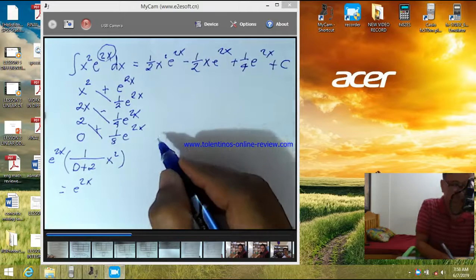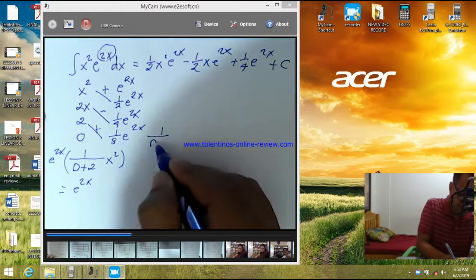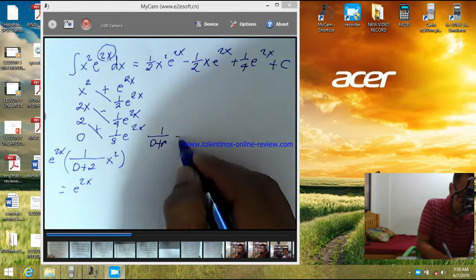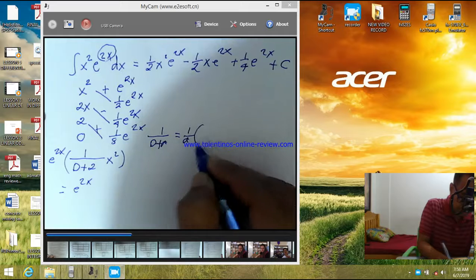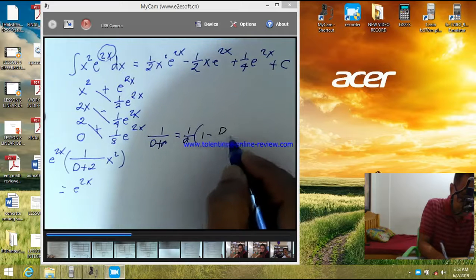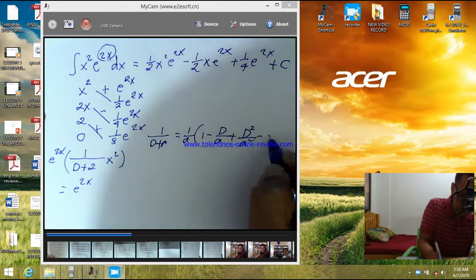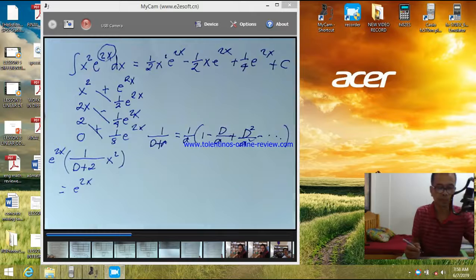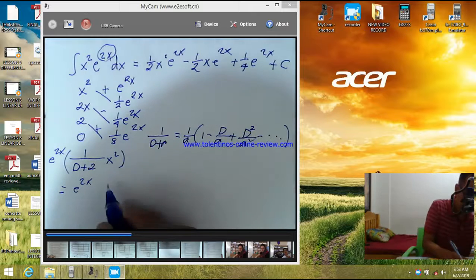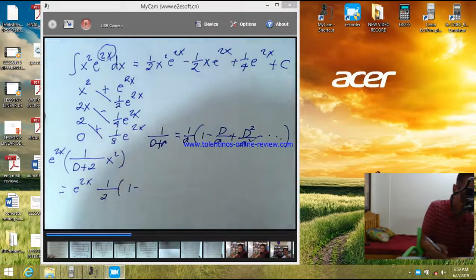Okay, now notice a formula: 1 over D plus a is equal to 1 over a times 1 minus D over a plus D squared over a squared minus, and so on. Look at that pattern. So this is e to the 2x times 1 over 2 times 1 minus.